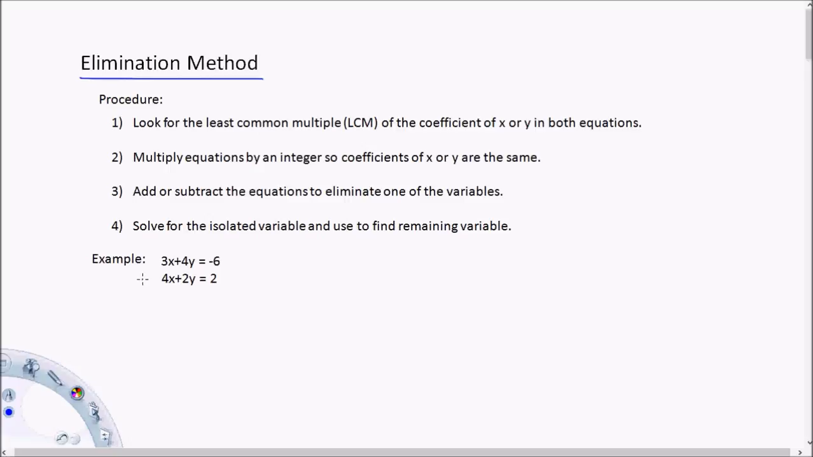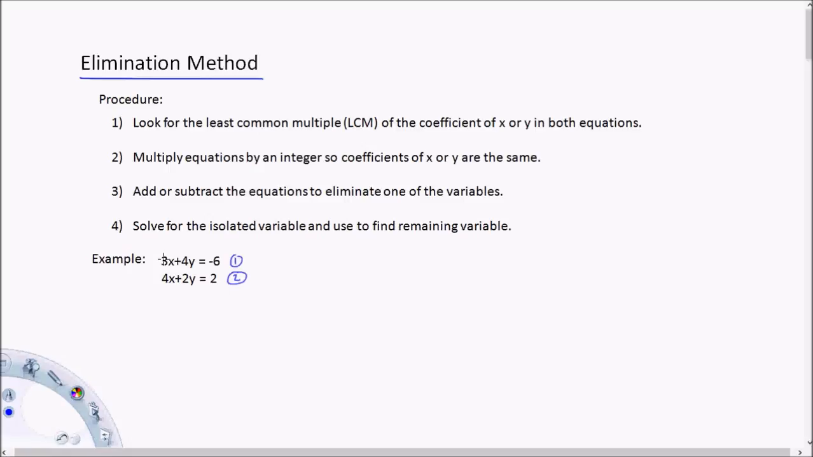So let's do an example. We see here that none of the coefficients of x or y are the same. Therefore, we will want to find the least common multiple between the coefficients of x or the coefficients of y, so that we can begin this process. So let's start by labeling these equations. This can be equation 1, this can be equation 2.